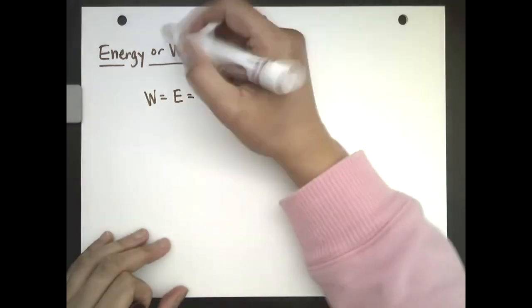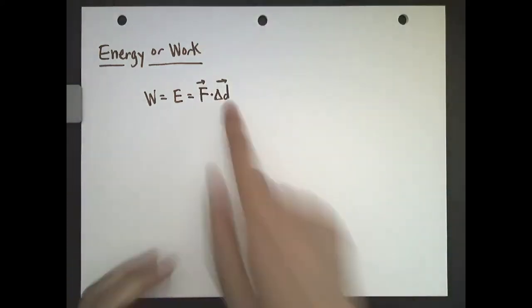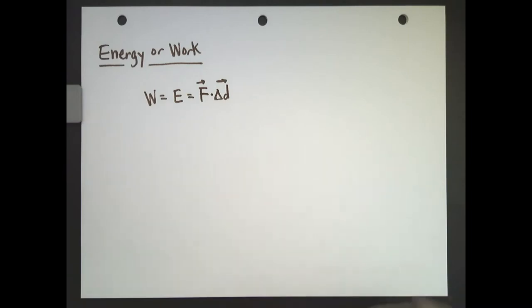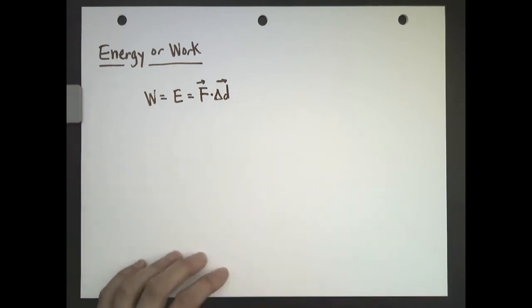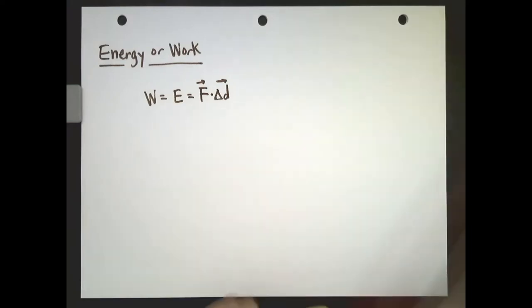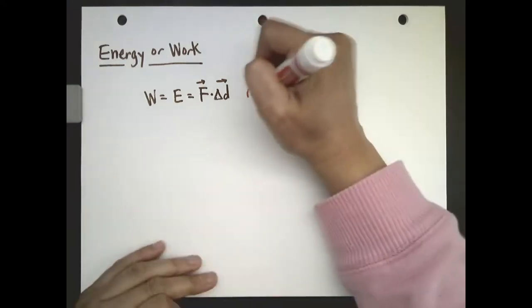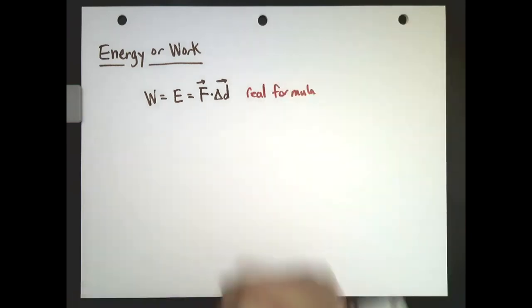So here we go. Let's do the formula. The force times the displacement. Now I'm going to put a little dot because you're going to multiply these two vectors together. It's called a dot product, and you'll learn more about dot products in grade 12 vector calculus. But for now, you're just going to multiply the force times the displacement. All right, this is the real formula, and you'll learn properly how to use it.